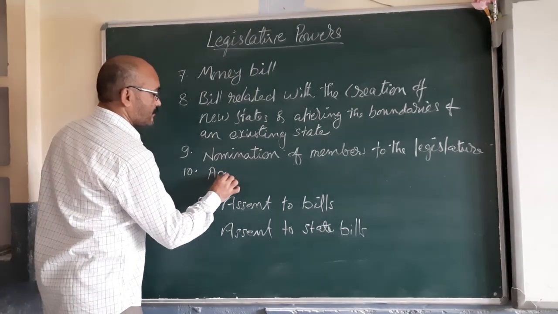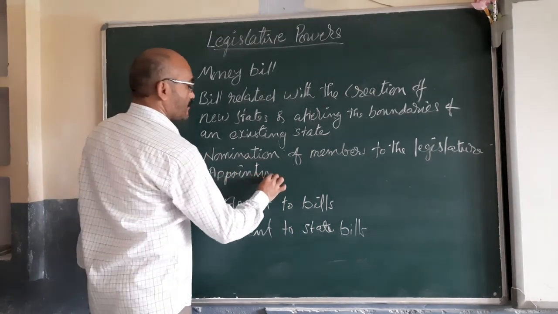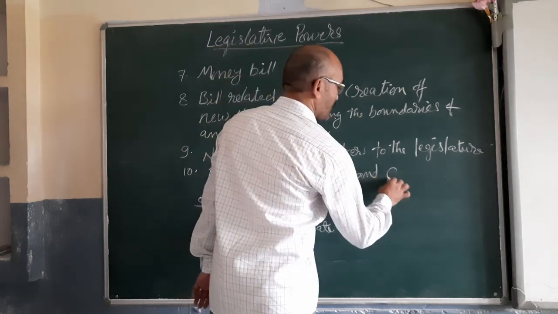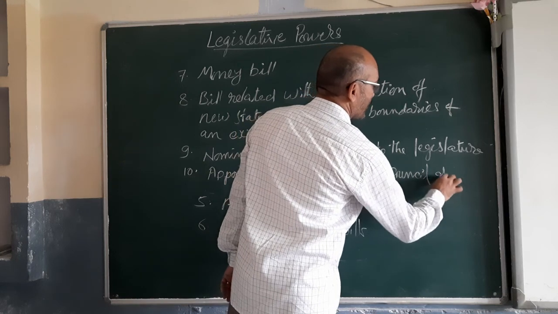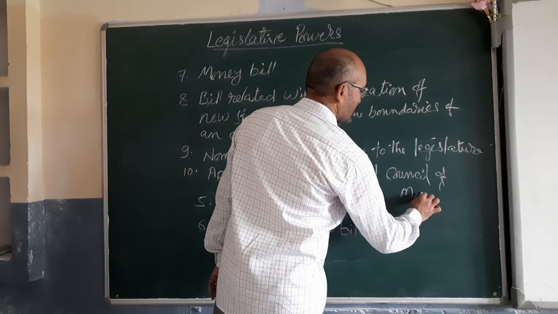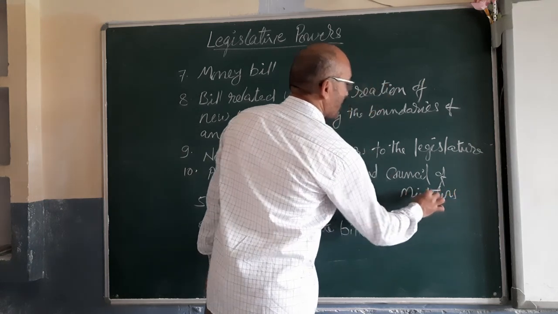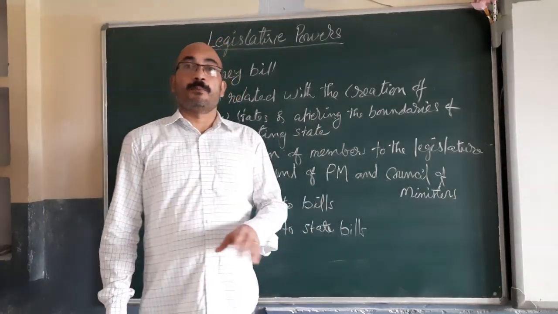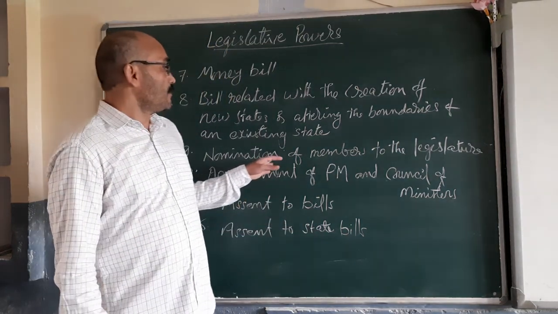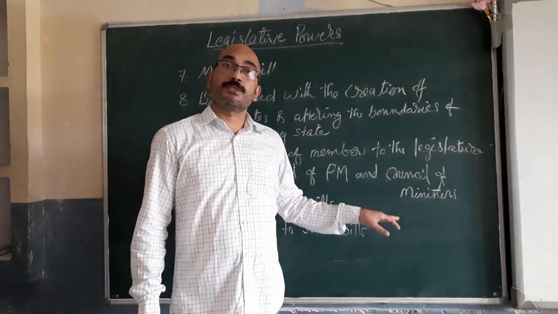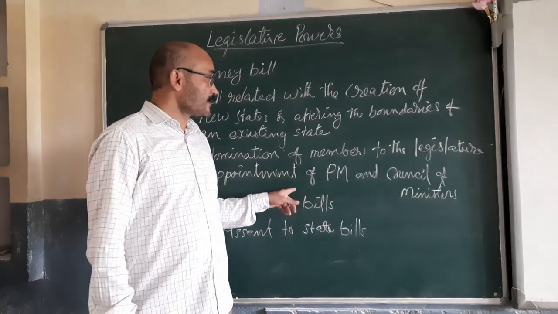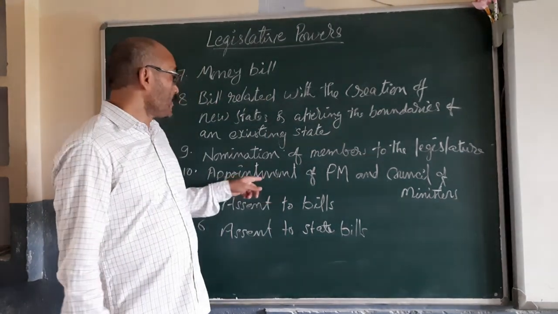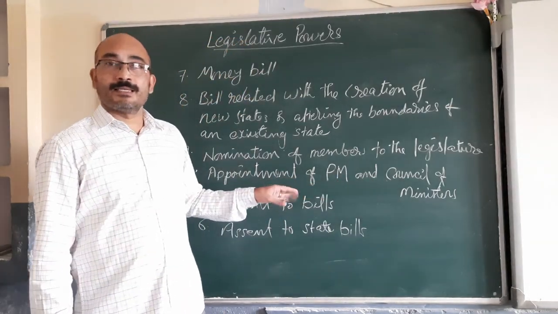Appointment of the Prime Minister and the Council of Ministers. The Prime Minister and Council of Ministers are also part of legislation. So, just as nominated members, appointment of the Prime Minister and Council of Ministers also comes under the legislative power of the President. This is executive power of the President because these are appointments made by the President. All the appointments made by the President come under the executive power. But at the same time, since these appointments are related with the legislation, this comes under the legislative power of the President as well.